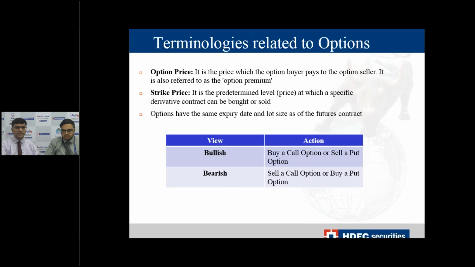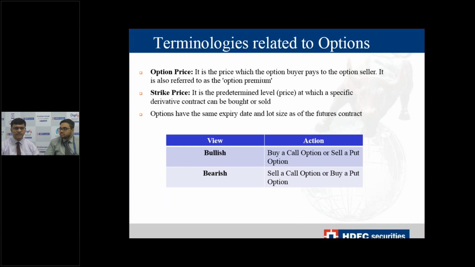So there are various terms that are used in the options market. One is the option price, which is basically the price that you pay to buy an option. It is also called a premium. Then each contract also has a strike price. This is the predetermined level at which a specific contract can be bought or sold. Options also have an expiry date and a lot size, which is similar to the futures contract.